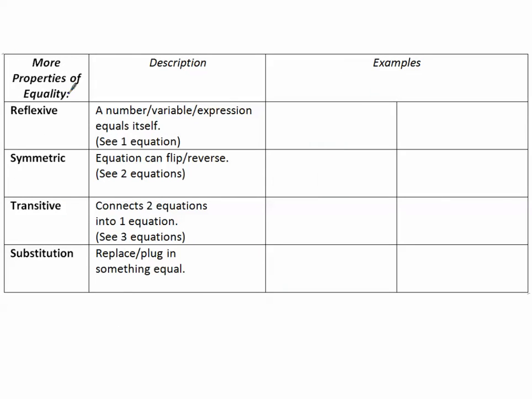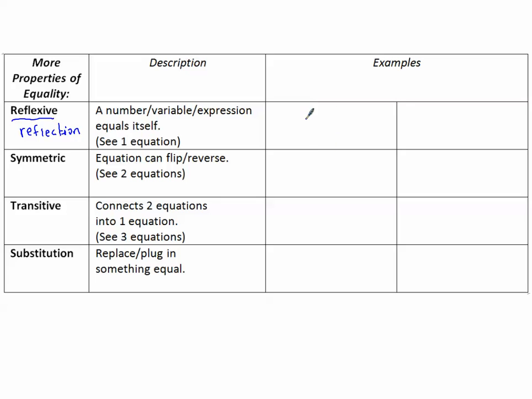There are more properties of equality. We're not going to see these as much as the first four, but they are still useful. Reflexive property of equality. That is when a number or variable or expression equals itself. You'll see one equation. Think of reflexive like a reflection. What you see in the mirror is the same thing as yourself.